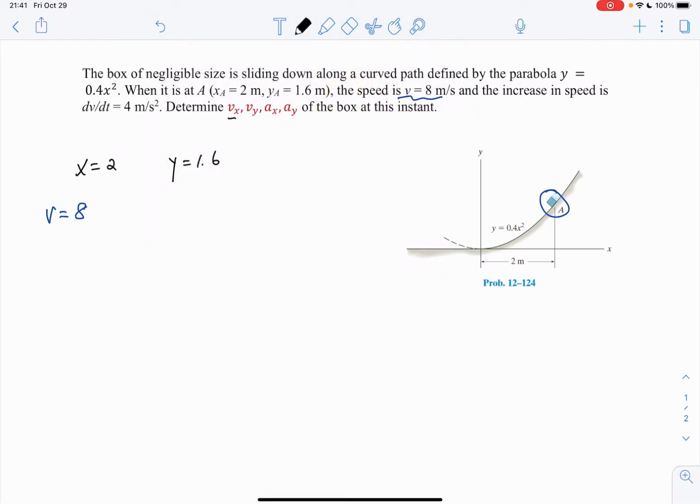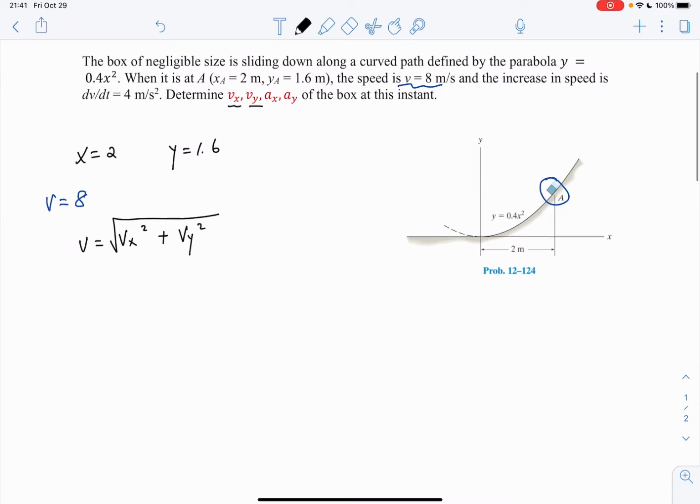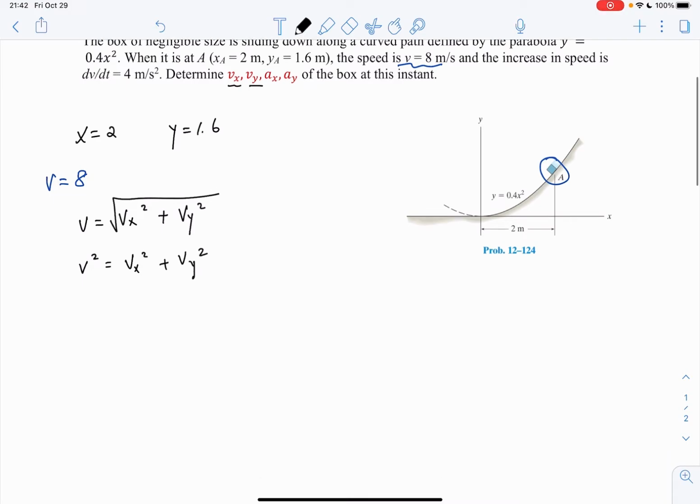But we are asked to find vx and vy. We know that v is equal to the square root of vx squared plus vy squared. So from this formula, v squared would equal vx squared plus vy squared. Then we know that 8 squared equals vx squared plus vy squared.